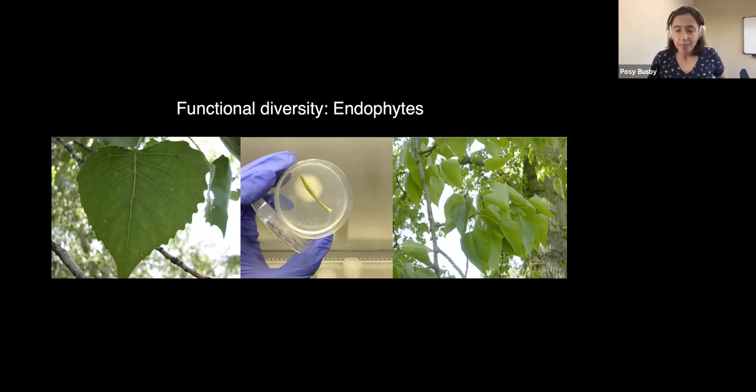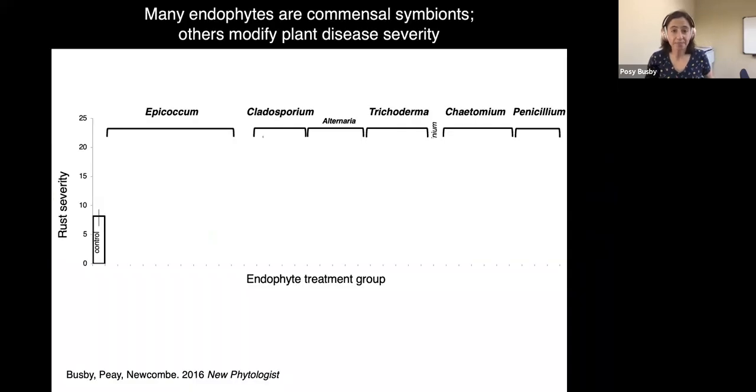And once back in the lab, you can then conduct inoculation experiments to test the ecological function of these fungi in their host plant. Now, in these experiments, we found that many endophytes are commensal symbionts. They have no appreciable effect on their host plants, but others are capable of modifying plant disease severity. And this is an emerging view of an important function of leaf endophytes.